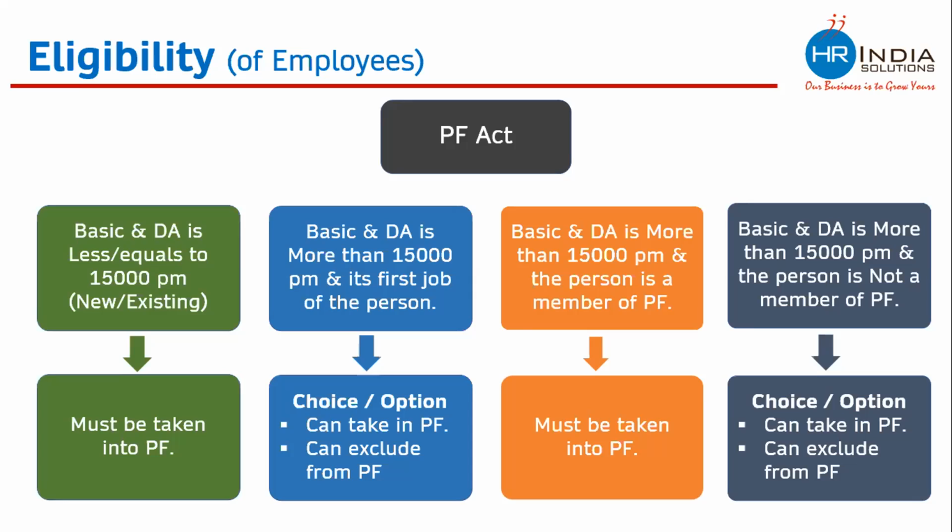There can also be a case when some experienced person is coming to join you, whose salary is more than 15,000, and he was never a member of Provident Fund. So there is a little confusion: if an employee joins with a salary of approximately 50,000 and is not a member of PF, but wants his PF deducted, then we will deduct the PF amount, but not the pension fund. So the entire contribution goes to PF.